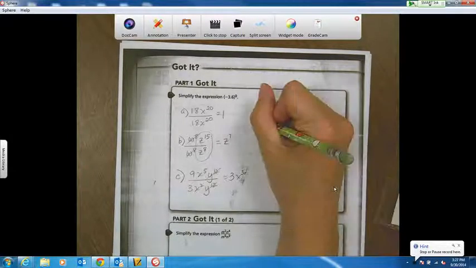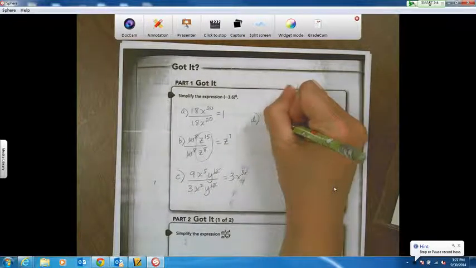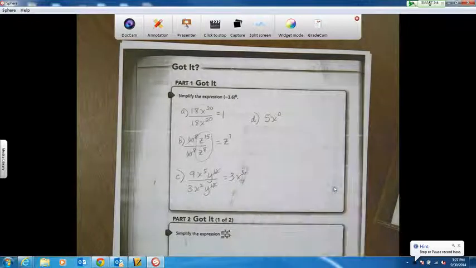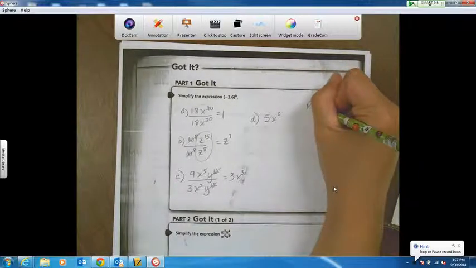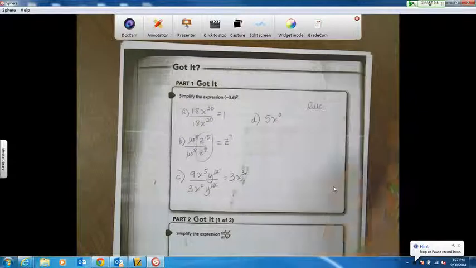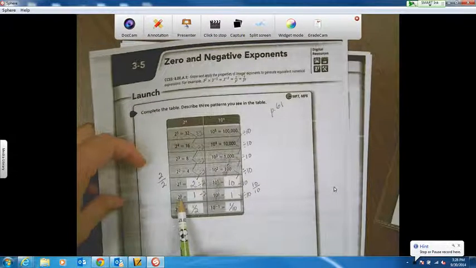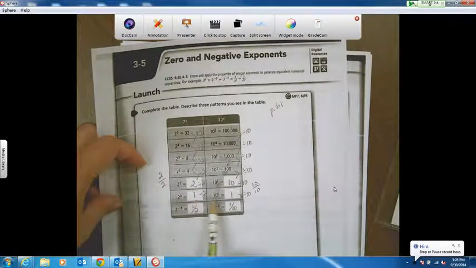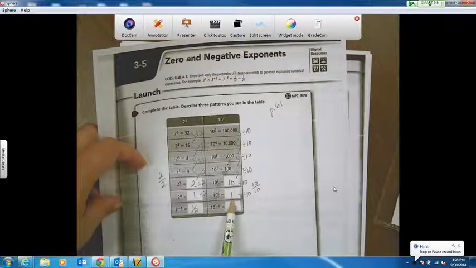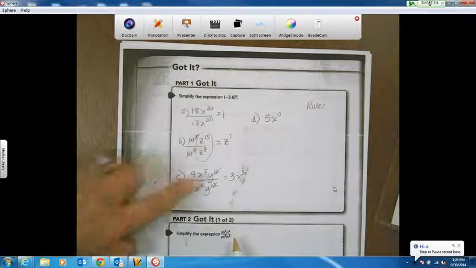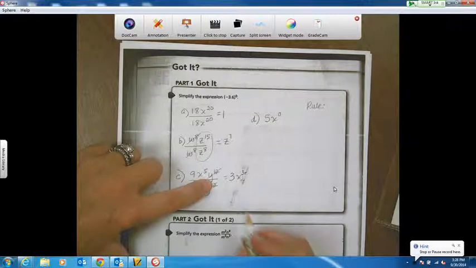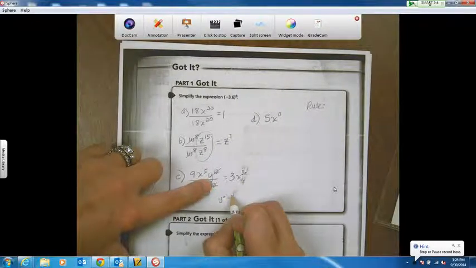All right, 5x to the 0. So let's look at what 5x to the 0 would be. So kind of the rule that we're coming up with here is that anything to the 0 power is going to equal 1 whole. So just like on that first part that I just showed you, when we were looking at 2 to the 0 was 1, 10 to the 0 was 1. Okay, if I'm looking at this, 12 minus 12 is 0, so this is y to the 0. Y to the 0 is 1.